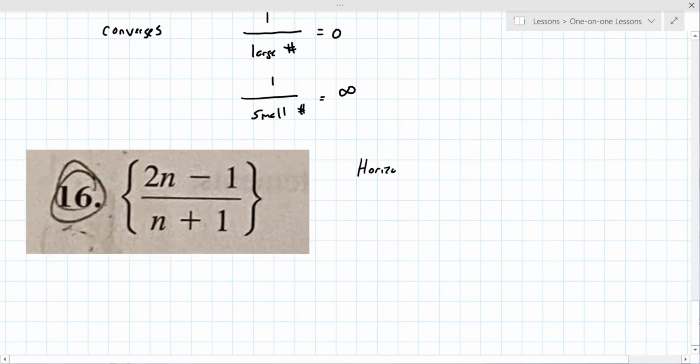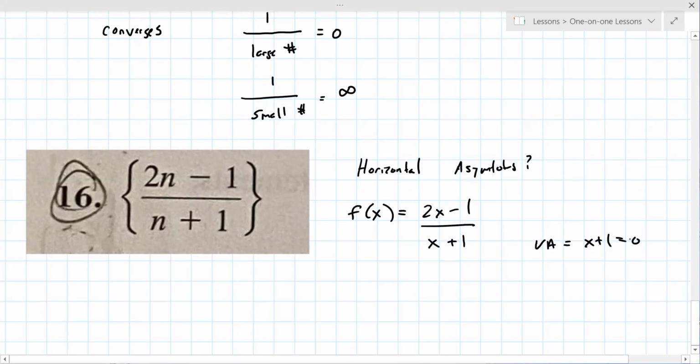horizontal asymptotes. You remember that from when you were studying rational functions? Actually, can you refresh me on how to find the horizontal asymptote? Sure. So we're just going to write this f of x equals 2x minus 1 over x plus 1. This one has a vertical asymptote where x plus 1 equals 0, the bottom, which isn't what I said, but that's part of this. And then it has a horizontal asymptote at y equals 2 over 1 because 2 and 1 are the leading coefficients and they have the same power. So the thing that this approaches is 2 because it has a horizontal asymptote at 2.